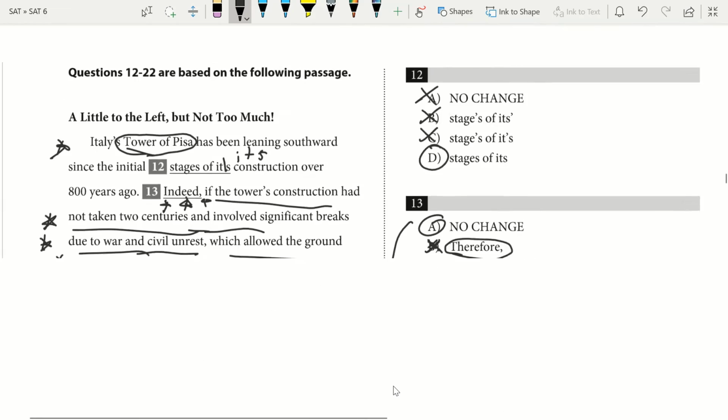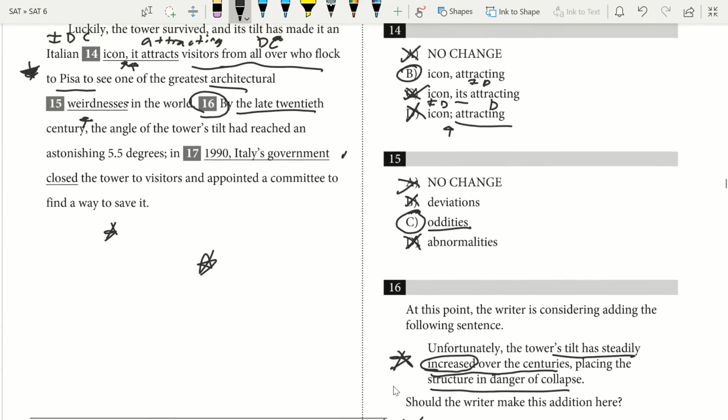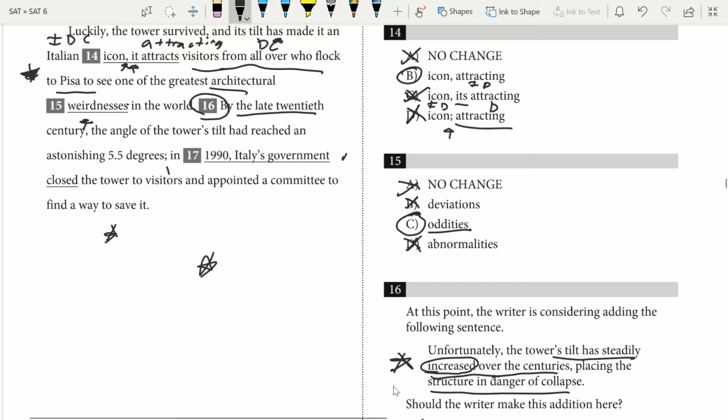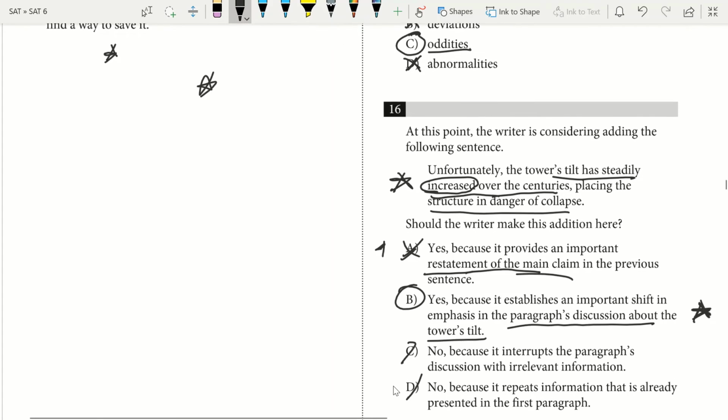Question 17. We have "in 1990," so we have the semicolon here, so we need to have an independent clause after the semicolon. We have "in 1990" followed by a comma, right? That's correct. We need to have that comma there. And then we have "Italy's government." Yep, the possessive in "Italy's" works. We have "Italy's government closed the tower." Yep, that all works. Everything's grammatically correct there. So I know that nothing's wrong there. That's going to be my answer.